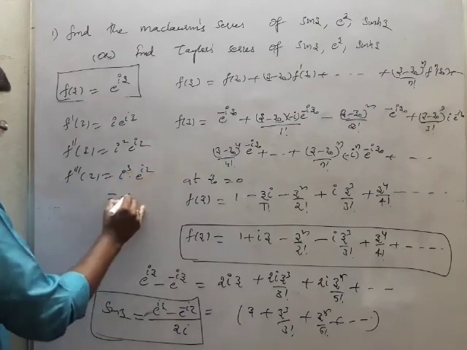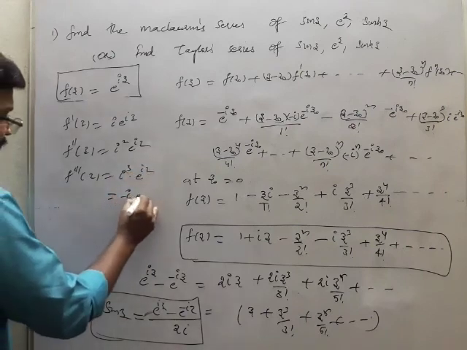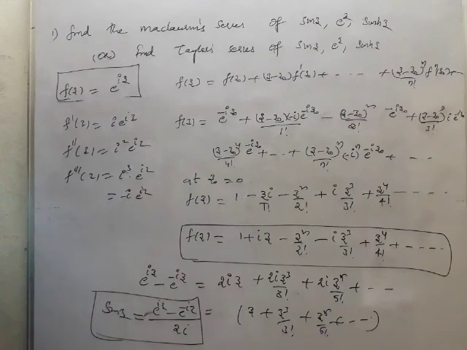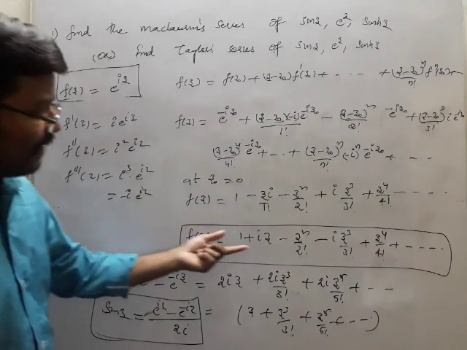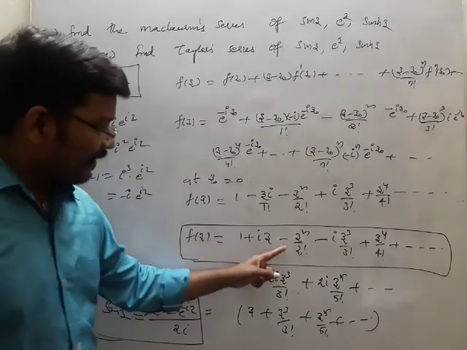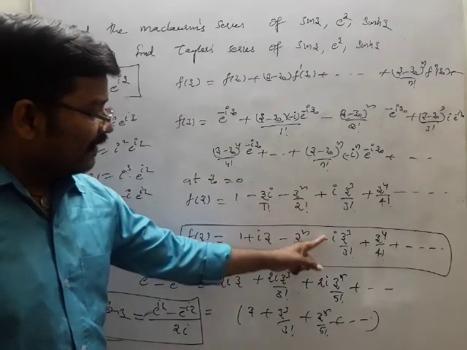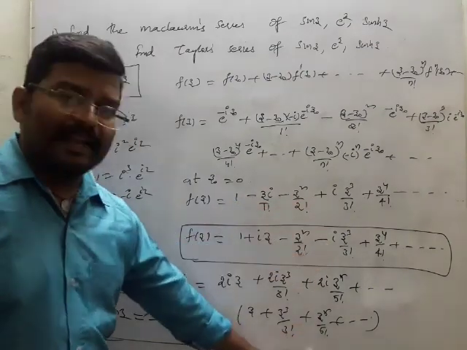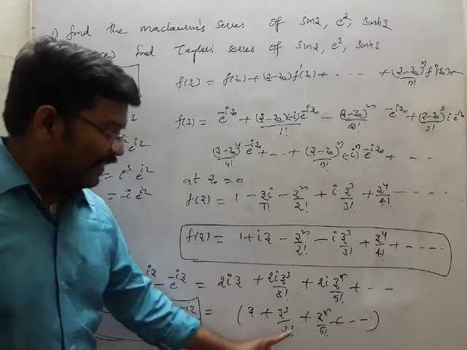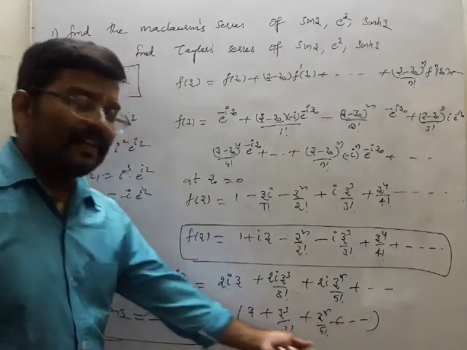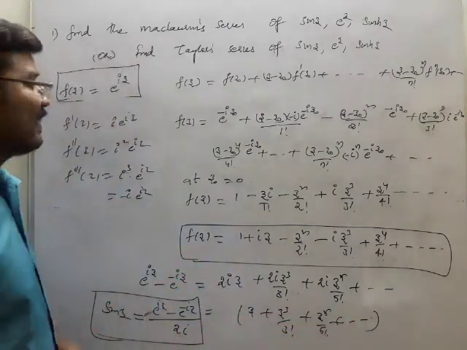So you will be getting e power iz minus e power minus iz. So this is again minus i. If you subtract, that becomes a plus. This also becomes a plus. So therefore these two will be added and you will be getting z plus z cube by 3 factorial plus z power 5 by 5 factorial. This is the value of sin z.